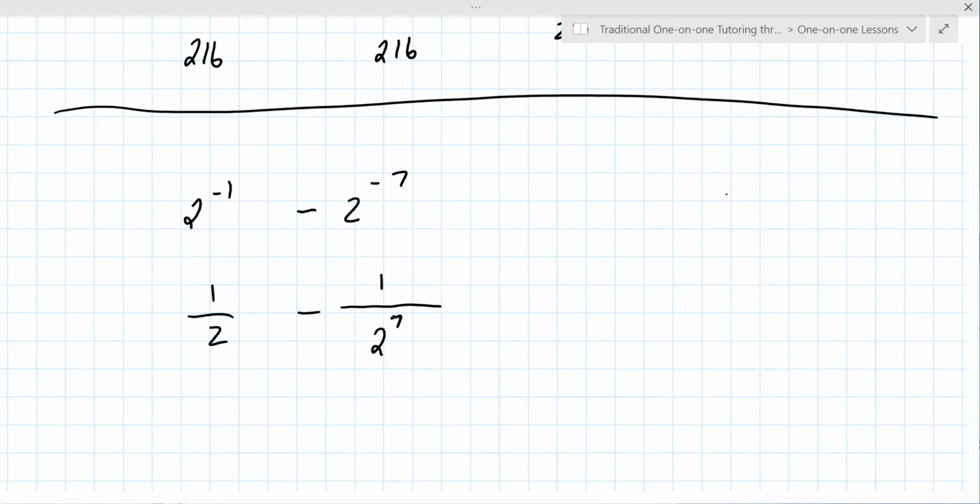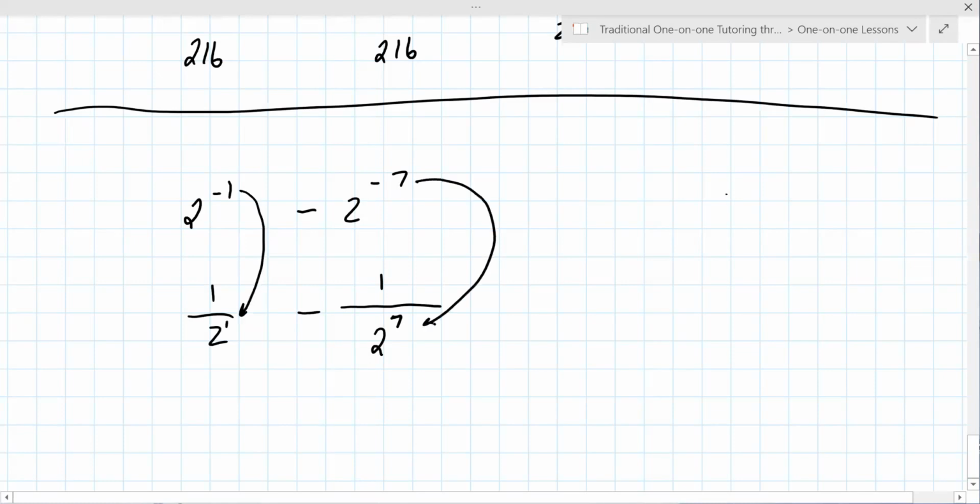And then the other one. Wait, but the other one's okay, right? Yeah, this is correct because it's power of 1 there. See, this 1 becomes that 1, this 7 becomes that 7 there.